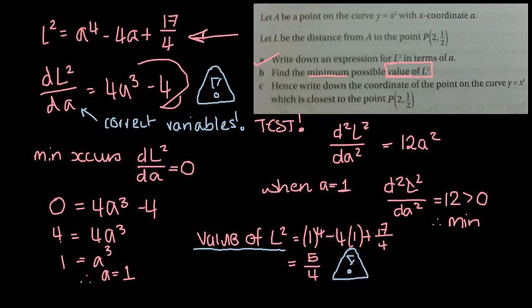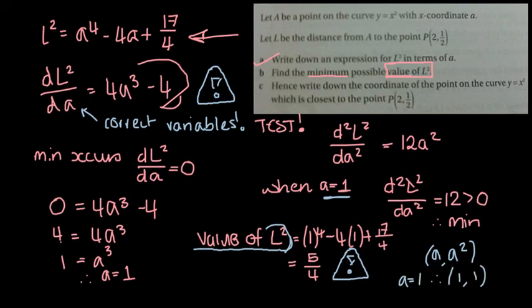Okay, last but not least, we need to write down the coordinates of the point on the curve y equals a squared which is closest. Well, we know that the closest point produces the minimum value of L squared, so it must be when a is 1, and we knew that that point was a squared. When a is 1, we get the point 1, 1. And that's it, we're done.